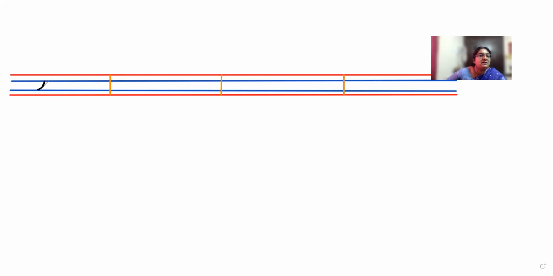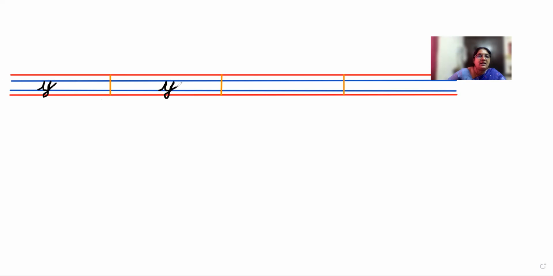Have two little curve lines, like you have to write. Then come down to the red line, and write like this. This is "y". Understand? The same way Mrs. is writing, you also have to write.